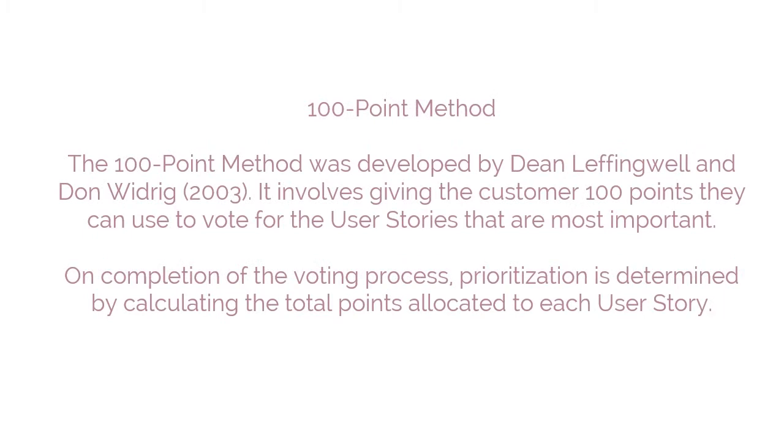100-point method. The 100-point method was developed by Dean Leffingwell and Don Widrig in 2003. It involves giving the customer 100 points that they can use to vote for the user stories that are most important. On completion of the voting process, prioritization is determined by calculating the total points allocated to each user story.